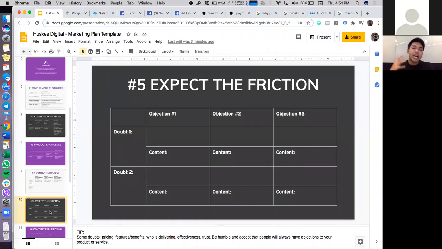Before you proceed, you have to be able to expect the friction. Let's just accept it. We will always have people who doubt our products or our services, or if we're the right fit for them.